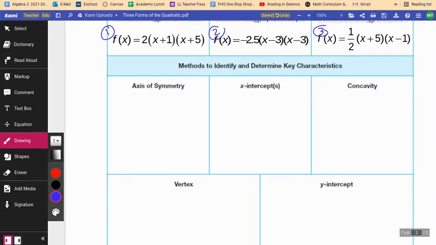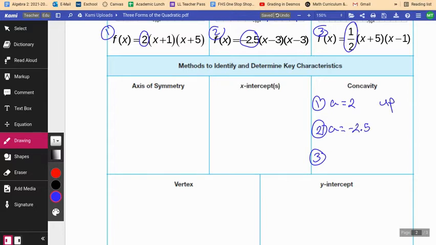Okay, and so if something's written in factored form, again, I can figure out the concavity just by looking at the value of A. So I'm circling the value of A in all three equations. So for number 1, A equals a positive 2, which means that should open up. Again, I would not need to graph this to understand that. I can just pull that from my equation.